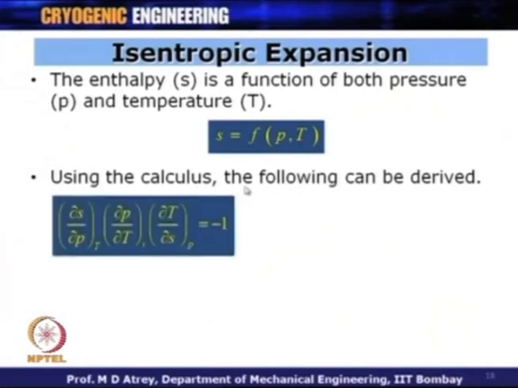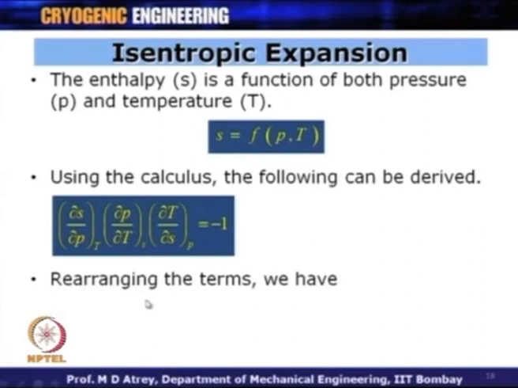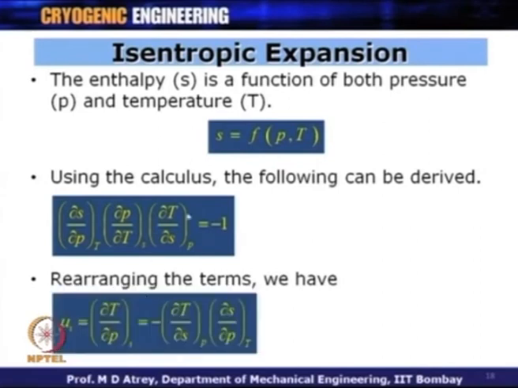And therefore, if I rearrange these, what ultimately I want to have is mu S, which is nothing but delta T by delta P at constant entropy, which is what this value is. If I rearrange this term, what I get is equal to minus delta T by delta S at constant pressure into delta S by delta P at constant temperature. So, here I have got an expression now for mu S, in a similar way to what I had earlier got for mu H or mu JT.